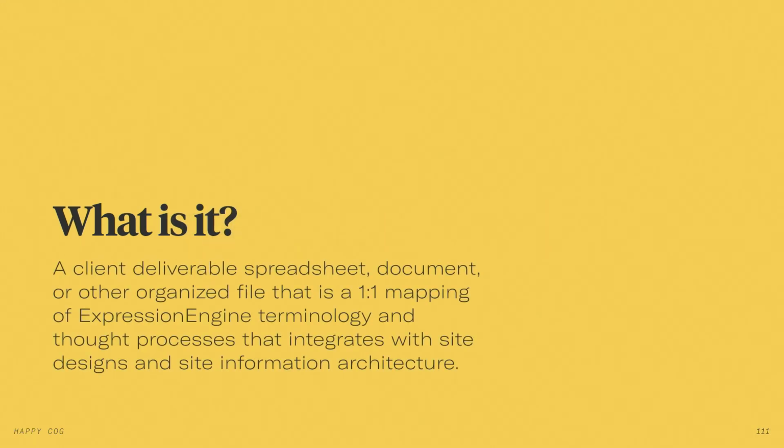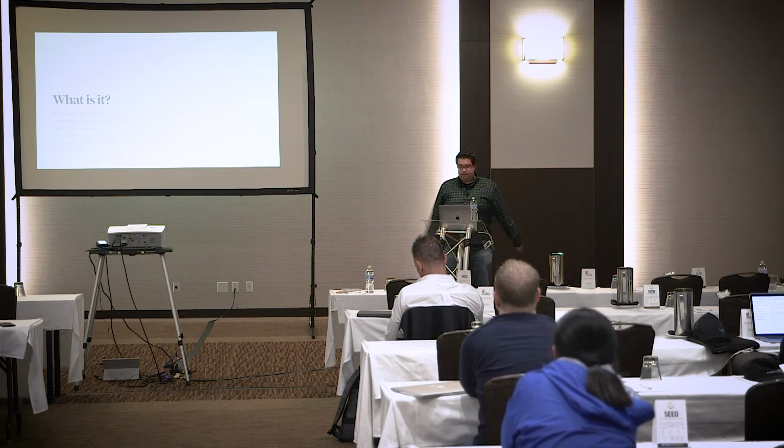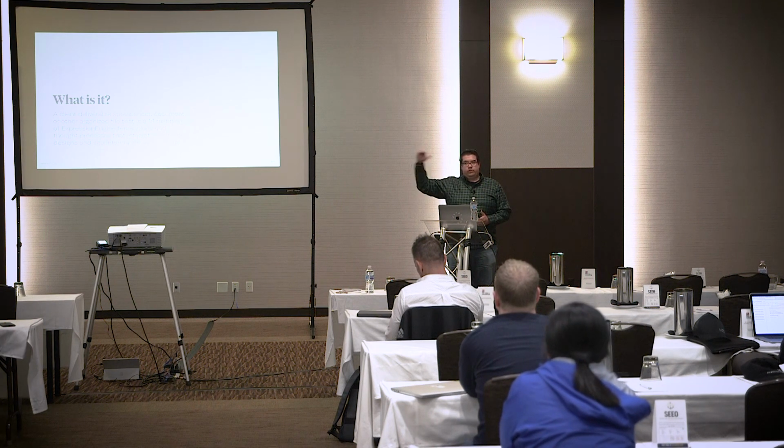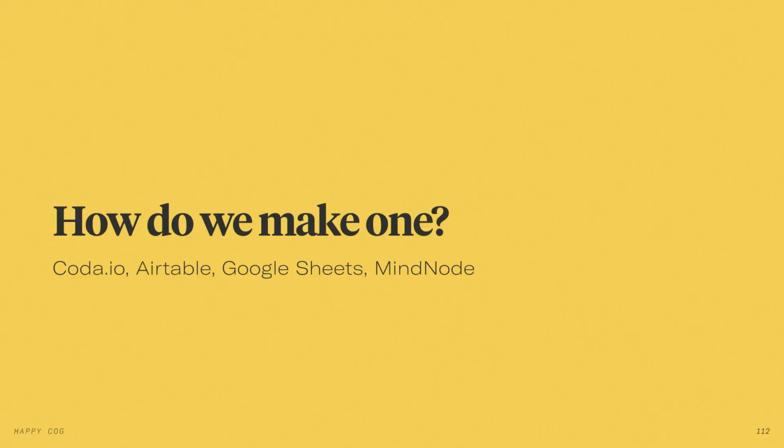So what is it? Well, at HappyCog, we consider this a client deliverable document, a spreadsheet, anything that is a one-to-one mapping of what our ExpressionEngine fields and channels are going to look like, or what our Craft sections are going to look like, and then how we take the information architecture and the design from our other departments and how that gets translated into this one-to-one mapping with whatever CMS we're ending up using. So it's a deliverable, it's a document. It makes things really nice for the developer: here's how we're going to actually set this up in the CMS.